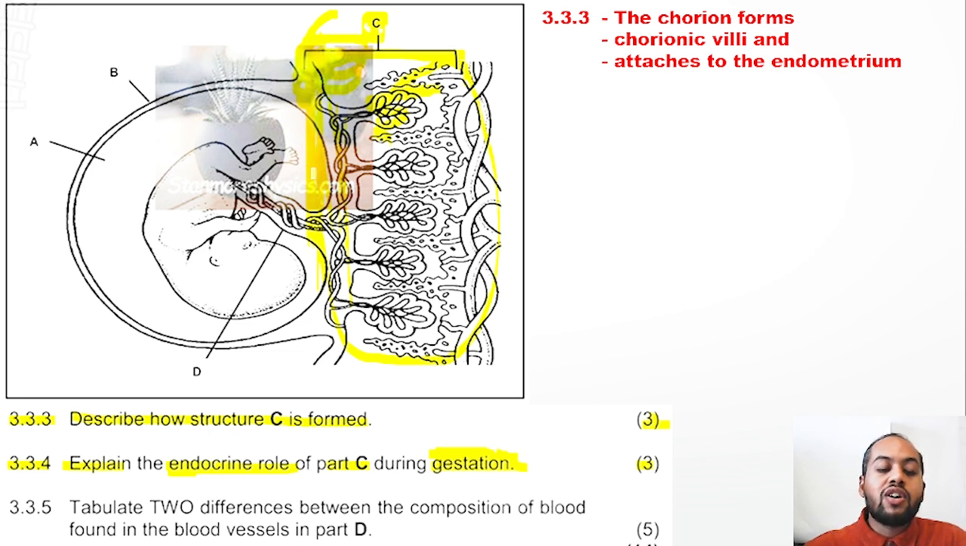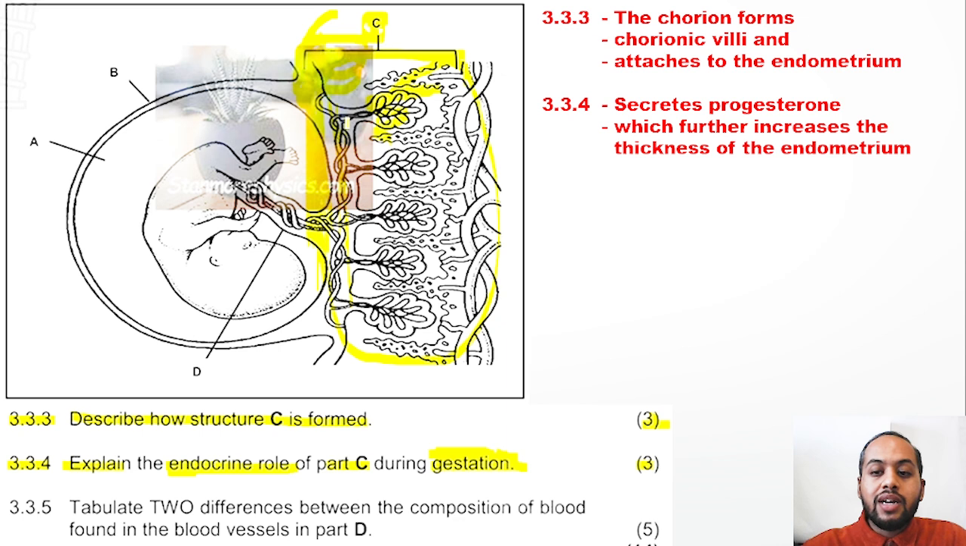Remember that once you have the fetus growing and developed, and you have the placenta, that placenta is now going to start releasing progesterone. So it's going to secrete progesterone. And what is the progesterone going to do? It's going to further increase the thickening of the endometrium. And when it increases the thickness of the endometrium, it is going to become more vascular and more glandular. That's for 3.3.4, 3 marks for the question.